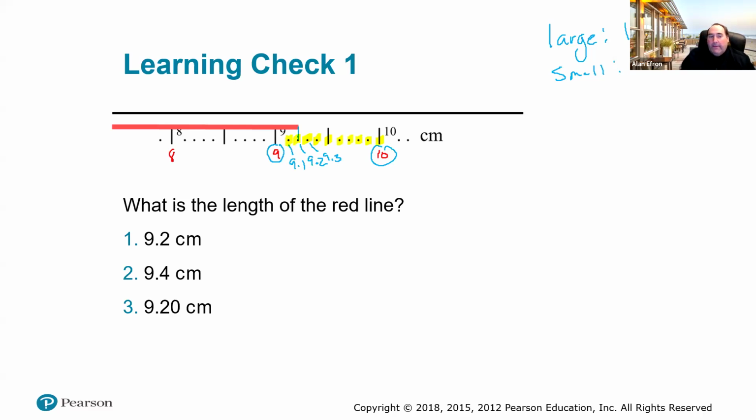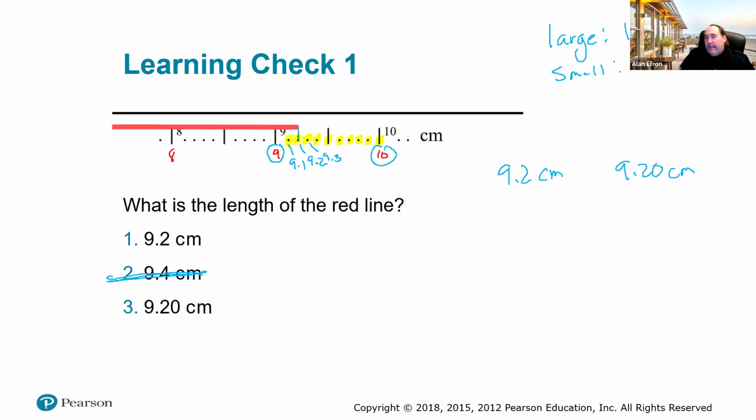So we do have a couple of options here. 9.2 centimeters I saw come through. Saw 9.20 centimeters. And clearly, since it's at the 9.2, I don't think that one's going to work since that's 9.4 in this particular case. So here again, we want to figure out how far, based on the scale that we have here, we could actually take the proper reading.